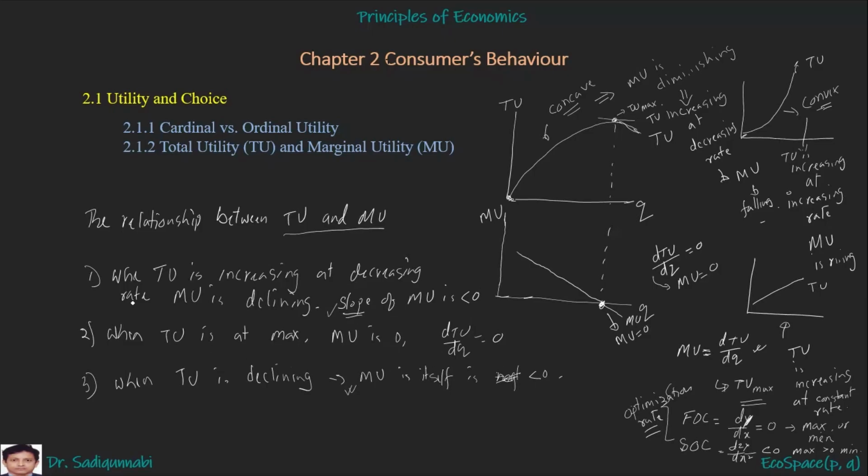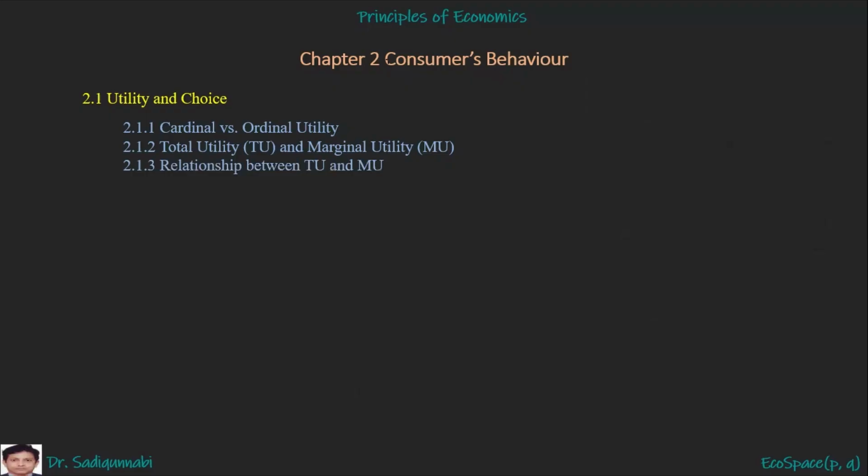Okay, so these are the 3 fundamental relationships between total utility and marginal utility. Our next section is called relationship between total utility and marginal utility. So it is covered. We have covered 2.1.1, we have covered 2.1.2, and we have also covered 2.1.3. Now, what is next?